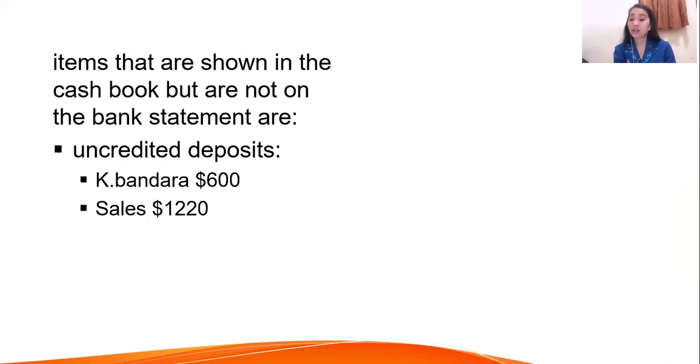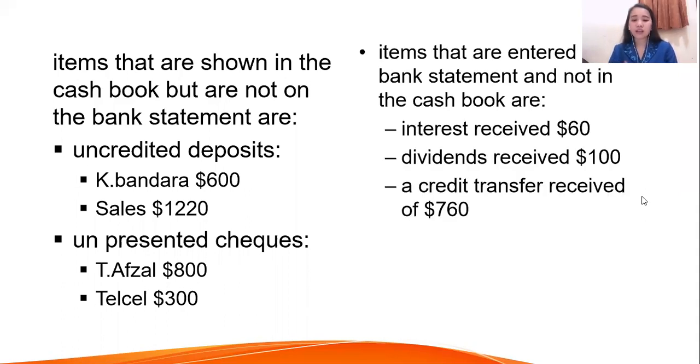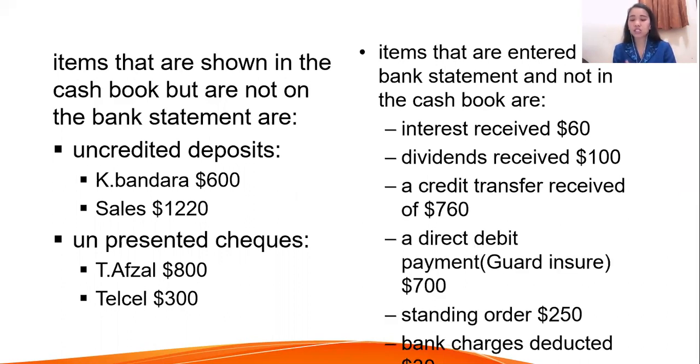Now, we must classify items that showed on the cash book but not on the bank statement. The first one is uncredited deposit, from Cal Bandara, sales. And then there is also the unpresented check, the Afzal and Talsal. For items that are recorded on the bank statement but not in the cash book, they are interest received 60, dividend received 100, a credit transfer received of 760. Okay, and payment 700, standing order 200, and bank charge about 20.